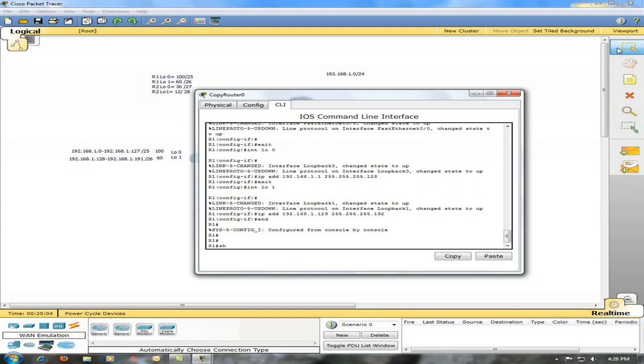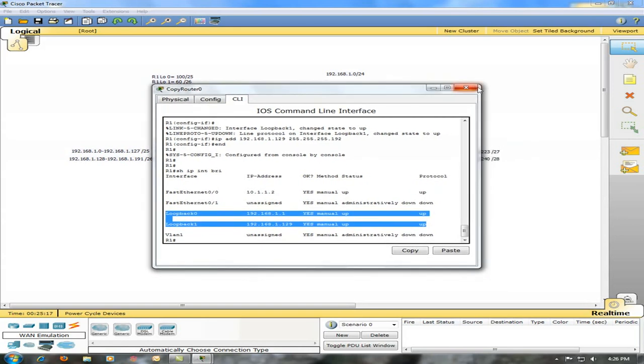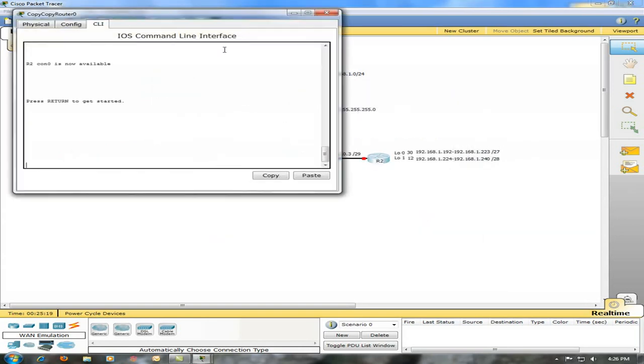And we're done there. And again, loopbacks show up in the show IP interface brief, and they show up and up. You don't even have to do a no shut on them, because once you go into a loopback, it just automatically no shuts. So there's router 1's interfaces configured. Now for router 3, or I'm sorry, router 2.